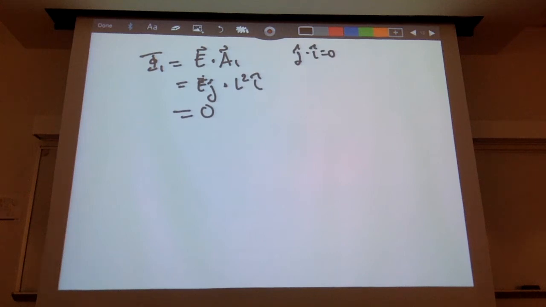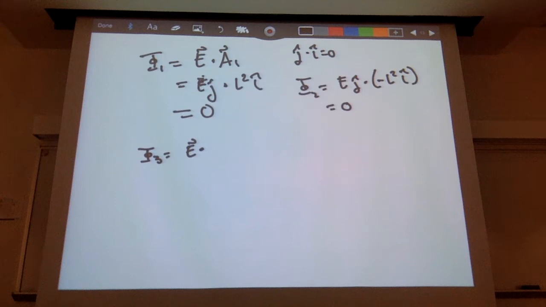Good. What about flux 2? So flux 2 is equal to the electric field, J hat direction, dotted by negative L squared in the I hat direction. That's also equal to 0. Flux 3 then is equal to the electric field dotted with area 3. So that's equal to E times EJ dotted with L squared J. But what's J dot J?